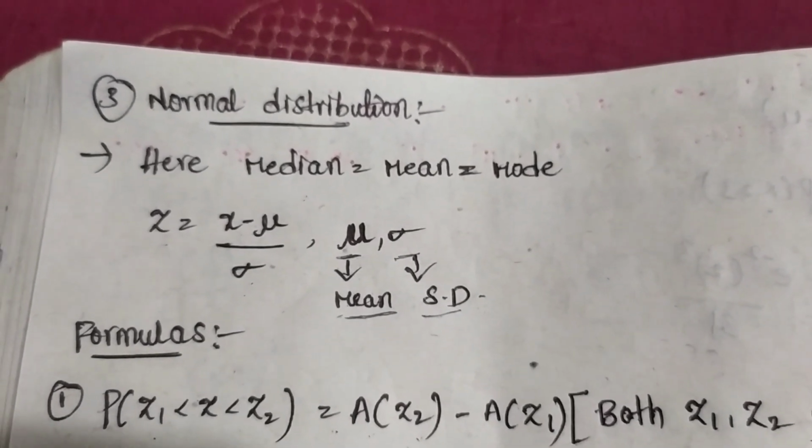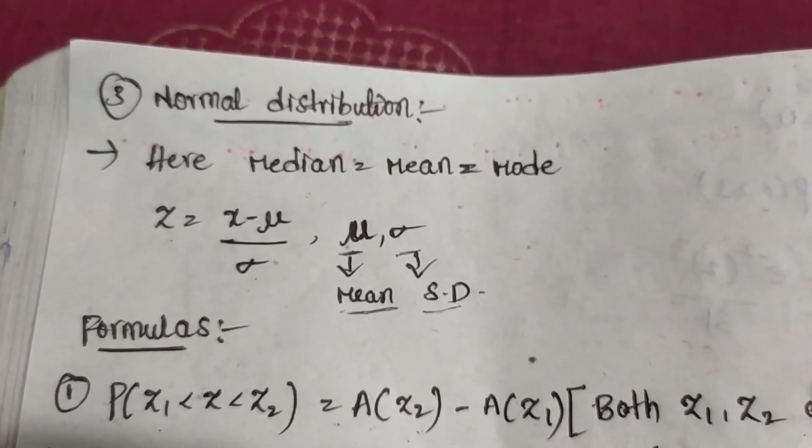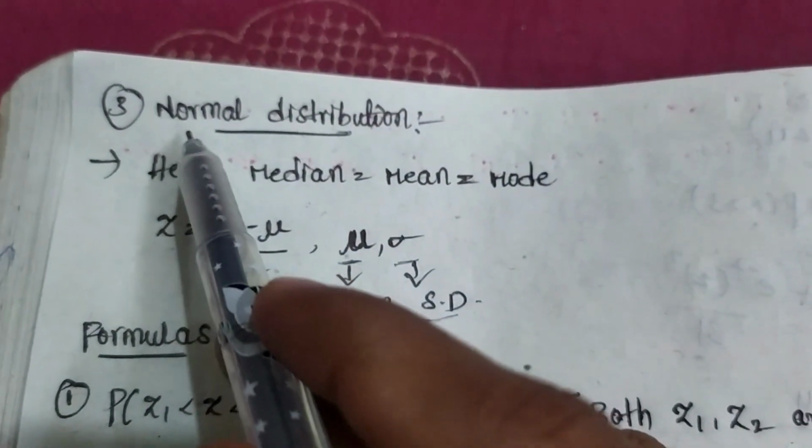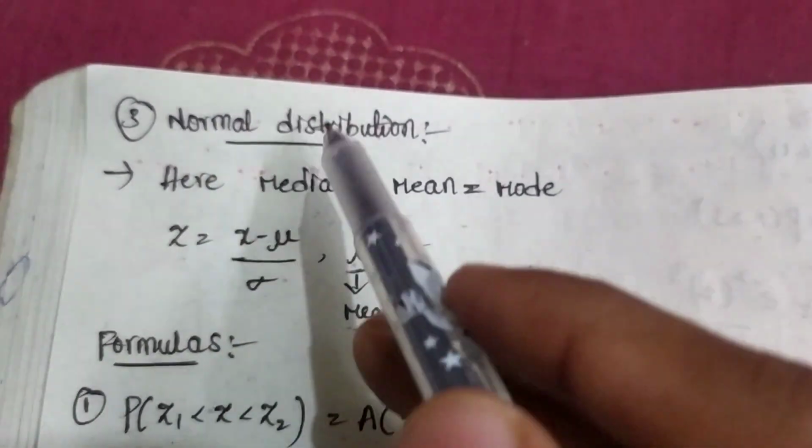In the previous video we discussed the Poisson distribution of unit 2. In this video we will discuss the normal distribution.